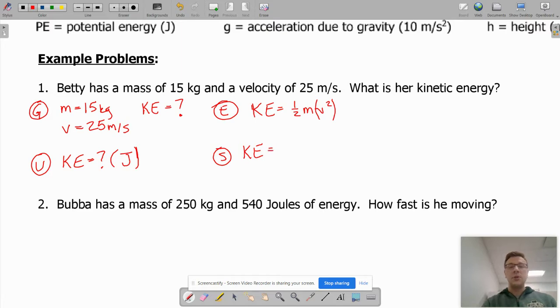So kinetic energy is equal to, we're going to multiply 1/2 times the mass, which is 15 kilograms, times the velocity squared, which would be 25 meters per second. And then just that number is squared, the 25.